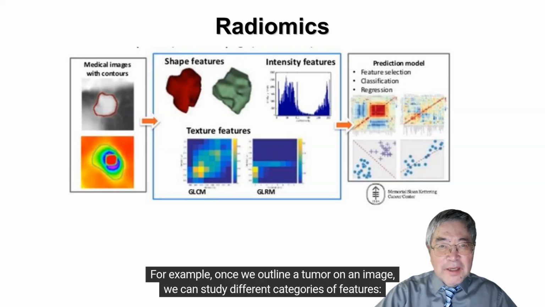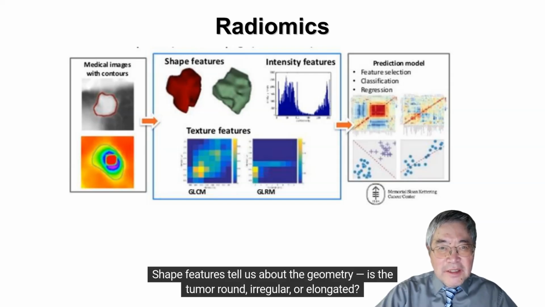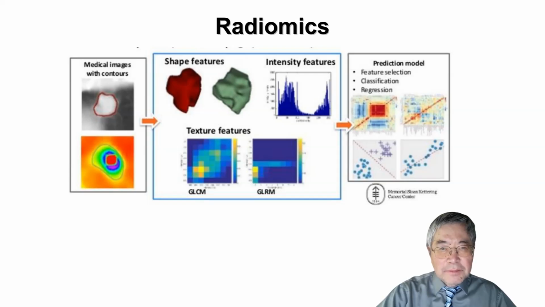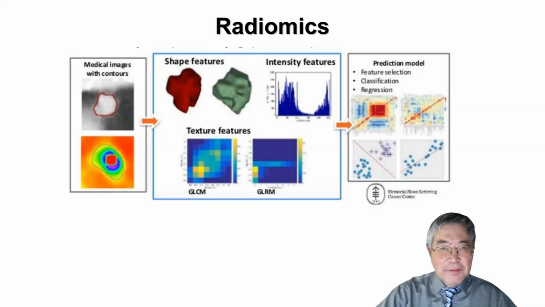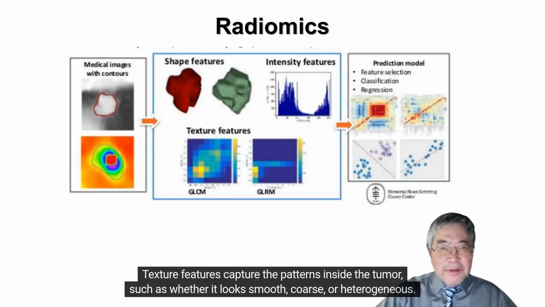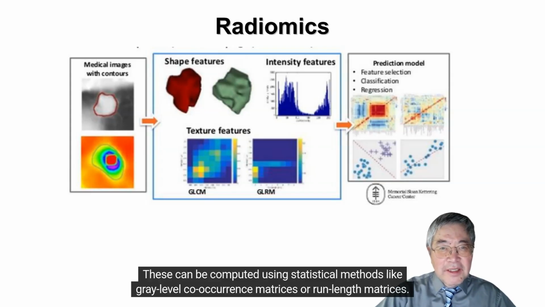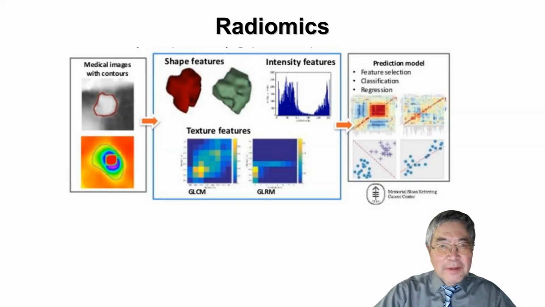For example, once we outline a tumor on an image, we can study different categories of features. Shape features tell us about the geometry. Is the tumor round, irregular, or elongated? Intensity features describe how bright or dark the pixels are and how their distribution looks in a histogram. Texture features capture the patterns inside the tumor, such as whether it looks smooth, coarse, or heterogeneous. These can be computed using statistical methods like gray-level co-occurrence matrices or run-length matrices.